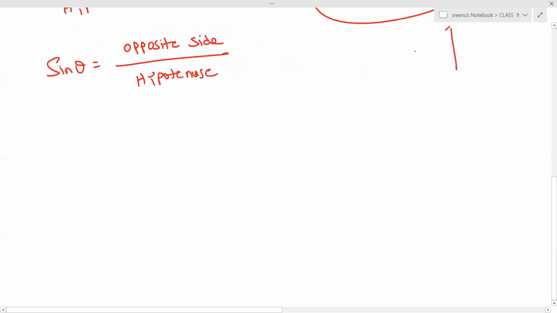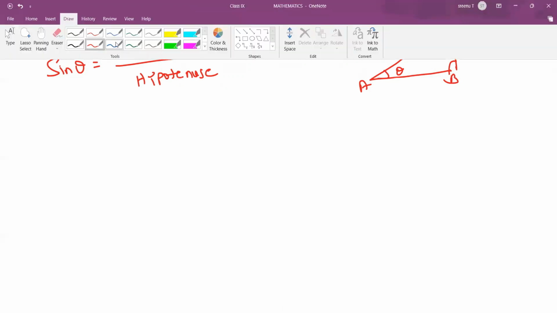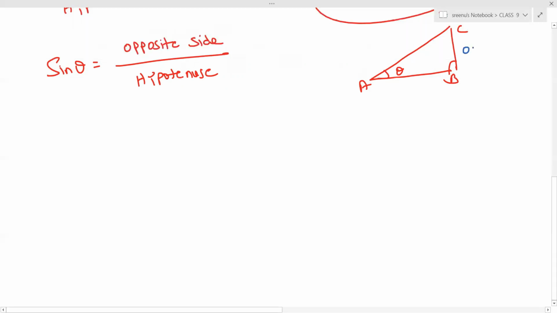Suppose I take this triangle like this, A, B, C, where B is 90 degrees and A is the acute angle. What is the opposite side here? BC is the opposite side. This is the adjacent side, and this is the hypotenuse. Now we get BC by AC. This is the definition of sine theta.